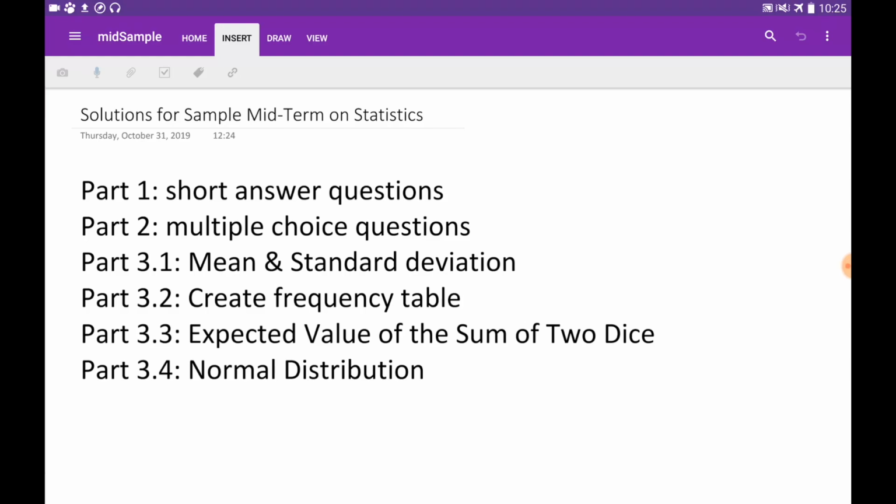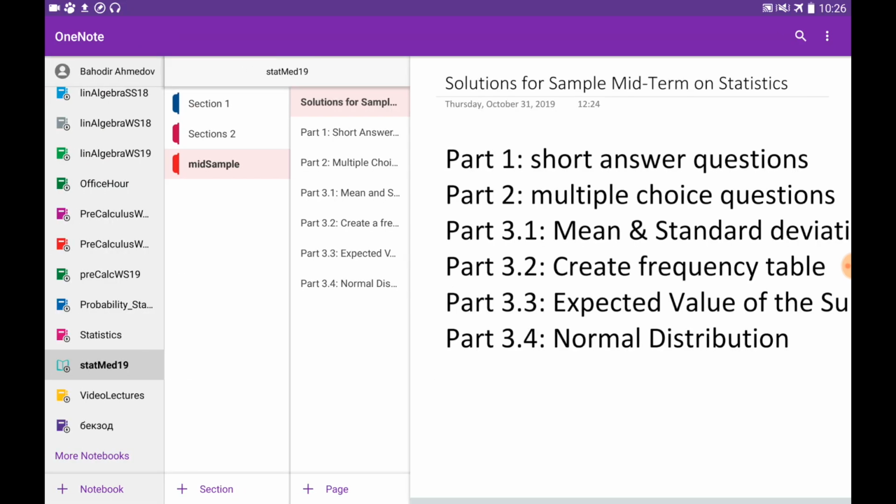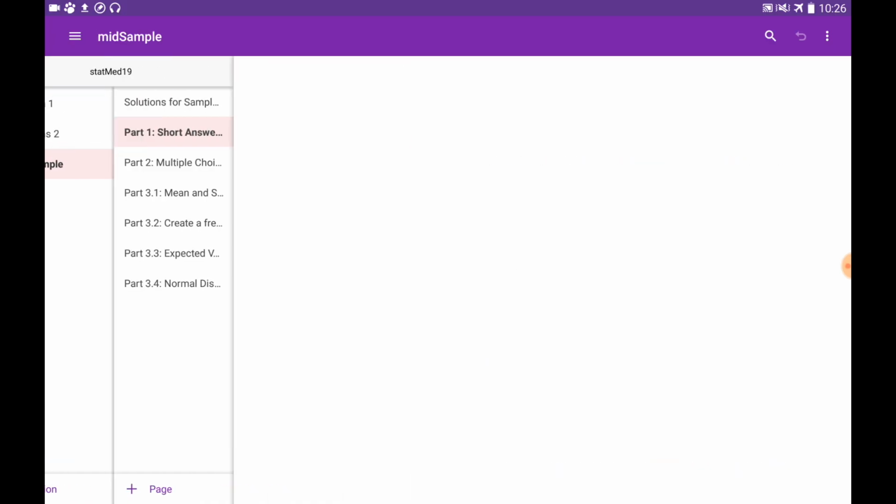In this video, we're going to discuss the solutions for the sample midterm on statistics. The exam contains 3 parts. The first part contains 10 short answer questions, where the students are required to write down the answers inside the boxes. In the second part, there are 10 multiple choice questions, where the students are required to choose the right answer. And there are 4 problems in part number 3. So let's start with the first part.